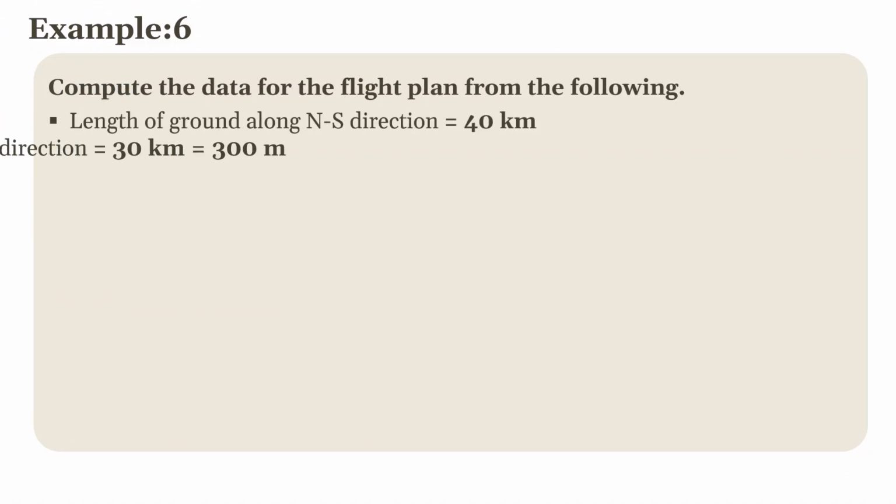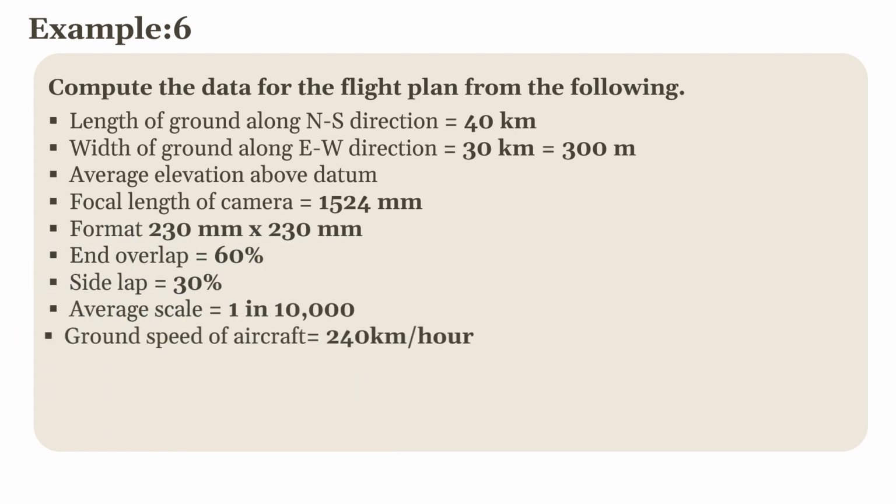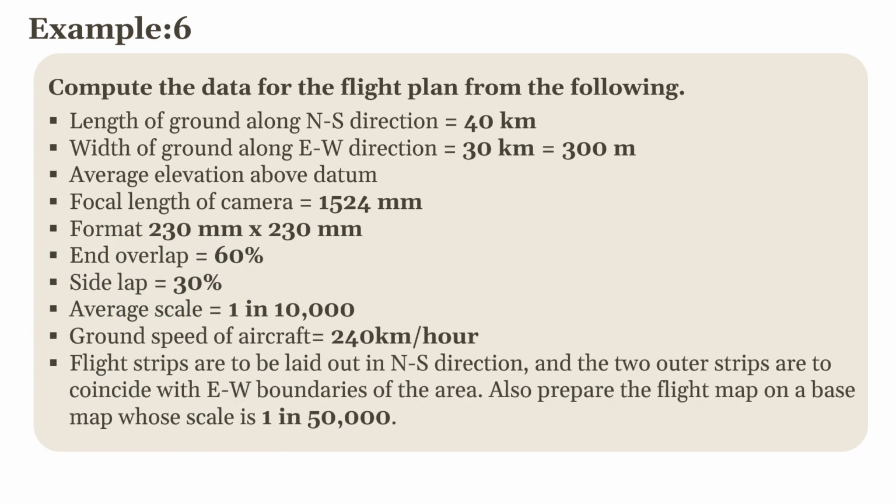Compute the data for the flight plan for the following. Length of the ground along north-south direction is 40 km. Width along east-west direction is 30 km. Focal length of the camera is 1524 mm. Format is 230 mm by 230 mm. End overlap is 60% and the side lap is 30%. And the average scale is 1 in 10,000.